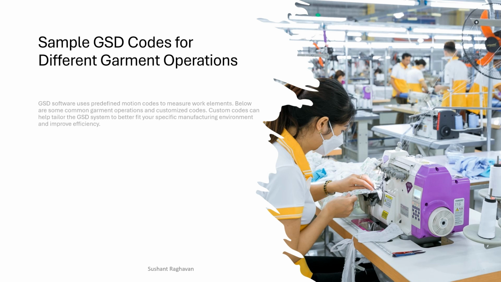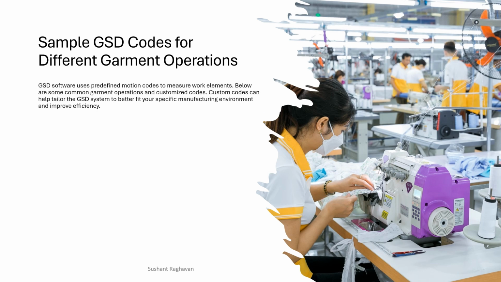Sample GSD codes for different garment operations. GSD software uses predefined motion codes to measure work elements. Below are some common garment operations and customized codes. Custom codes can help tailor the GSD system to better fit your specific manufacturing environment and improve efficiency.